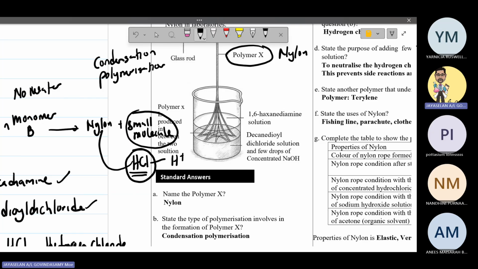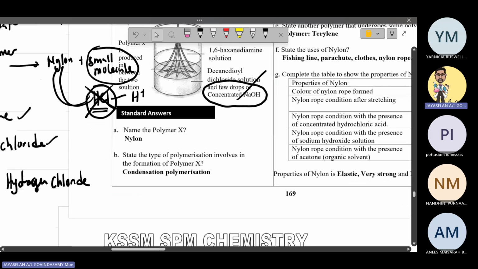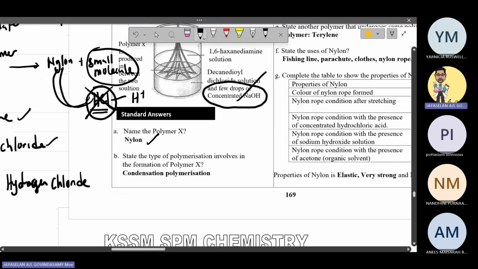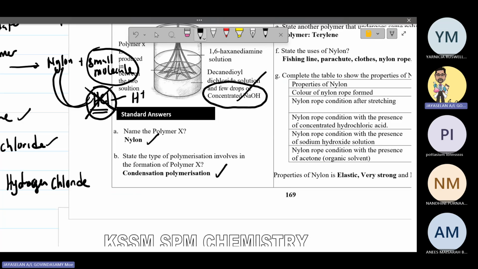So in this experiment, they will add a few drops of sodium hydroxide. Why? This is a nylon question, it is definitely coming. So I already did it here. Why? They will ask. So memorize. Why? Because we don't want this to turn into acid and damage the nylon. Understand? So how to answer? The answer is given. What is polymer X? Nylon. What type of reaction? Condensation polymerization. You already score 1 mark.